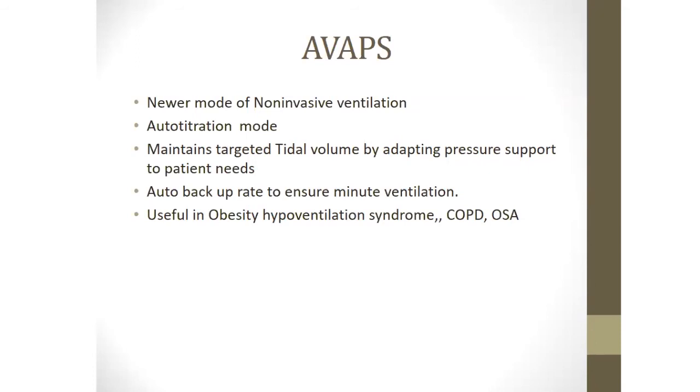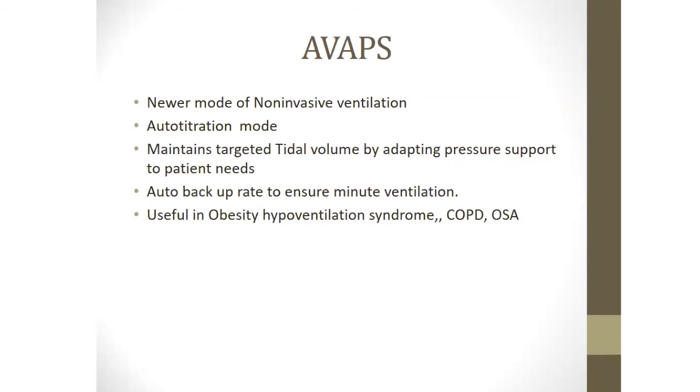Now the advanced mode is average volume assured pressure support, AVAPS. It's a newer mode of non-invasive ventilation. It's an auto titration mode. The difference between ST mode and AVAPS mode is that in this mode you set a tidal volume, not the pressure, and you can set a range for the inspiratory positive pressure according to the need of the patient. You can set IPAP maximum and minimum, for example, 20 or 10, 20 or 5, whichever you want, depending upon how much tidal volume or minute ventilation you want to attain. That's the major difference between ST mode and AVAPS mode.